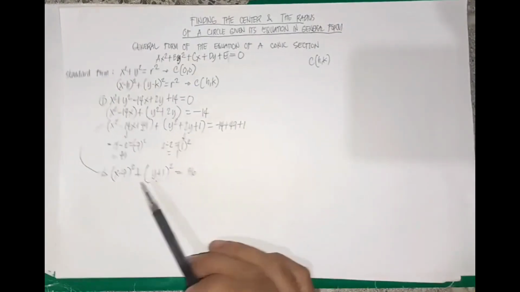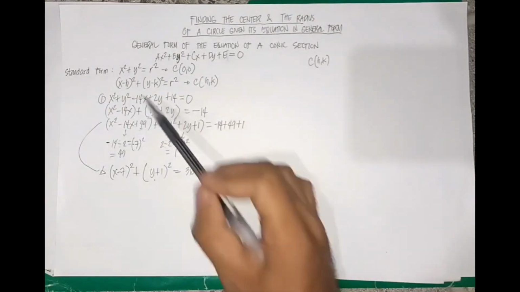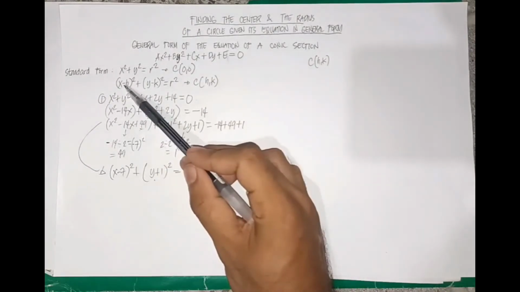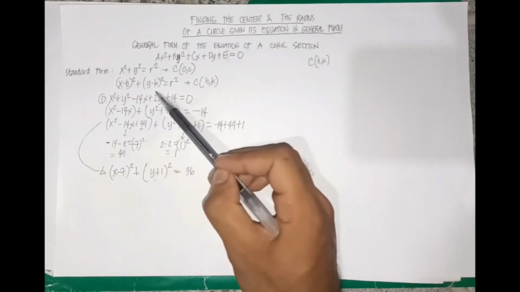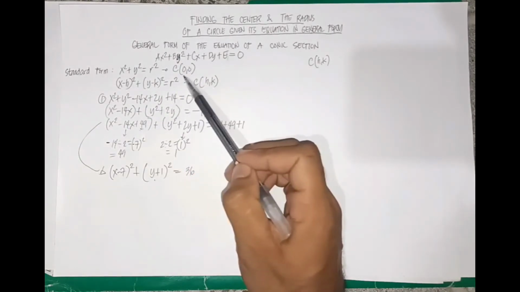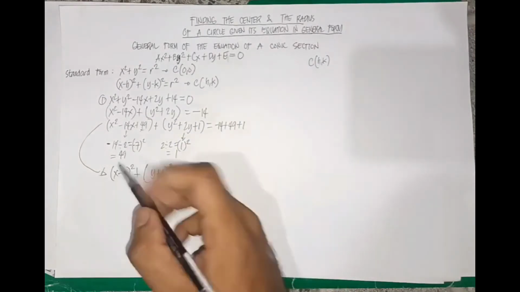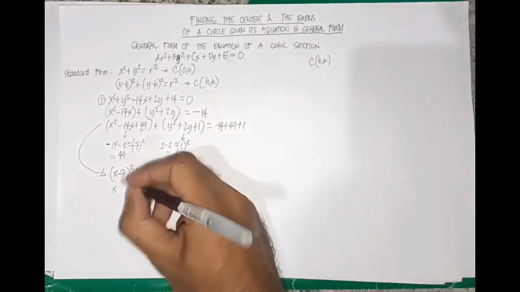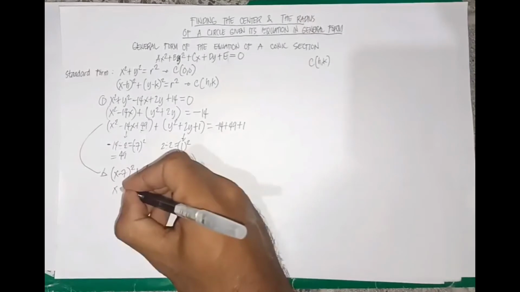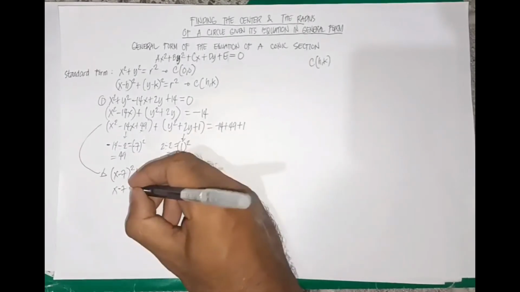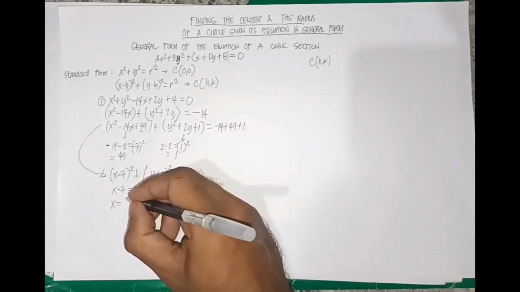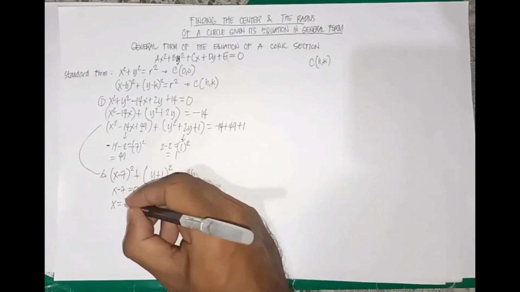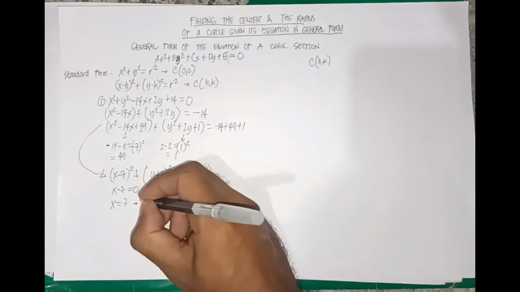So we are now in the standard form: (x − h)² + (y − k)² = r². So therefore, for our h, we equate this one to 0. x − 7 = 0. Therefore our h equals positive 7. So this is now our h.